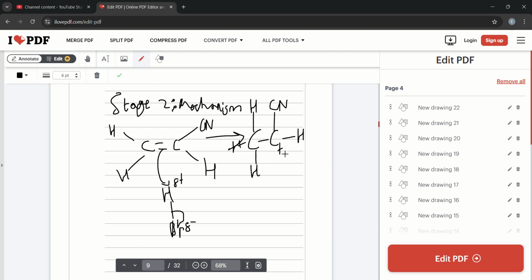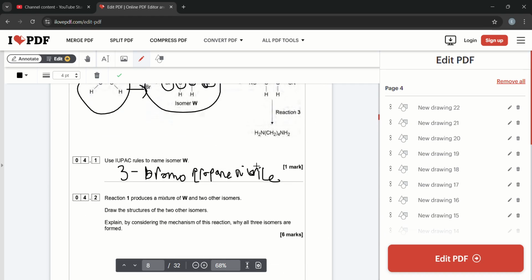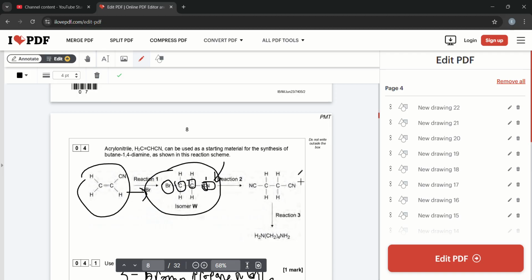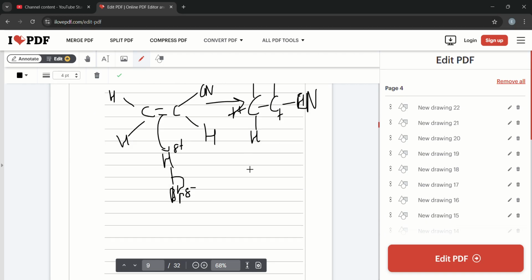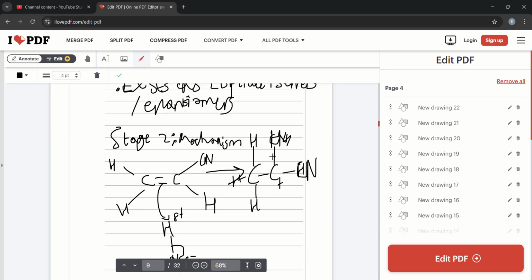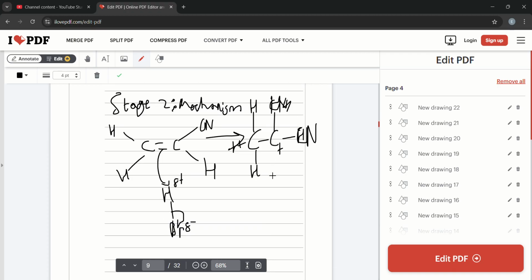And a plus charge here. Actually, the hydrogen's here and the CN is here, with the plus charge here. So we form this where the carbon is positive, and this is a secondary carbocation. The intermediate structure is a secondary carbocation. That should be an H.